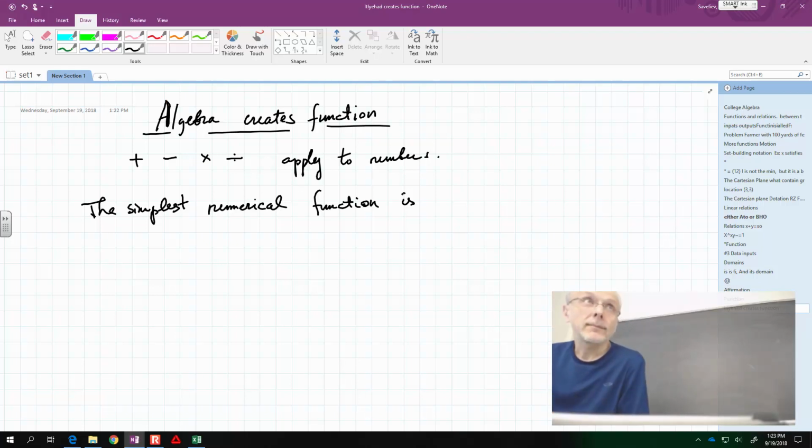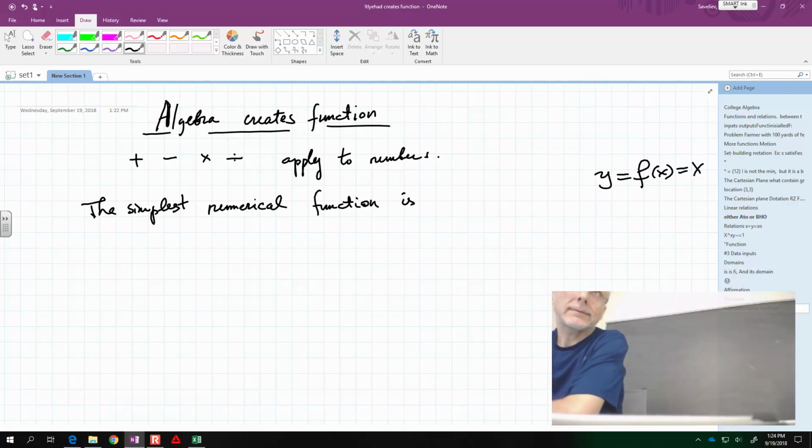X equals Y? No, there is a simpler one. So what's suggested is this function, y equal f of x equal to x. Is that what you had in mind? Yeah. So there is a simpler one. Well, that's not a function. It is a relation, if you like. So you have to have a y in terms of x, right? So what's the simplest function? It's simpler than simply x. Well, if y has to depend on x, this is the simplest way for y to depend on x.